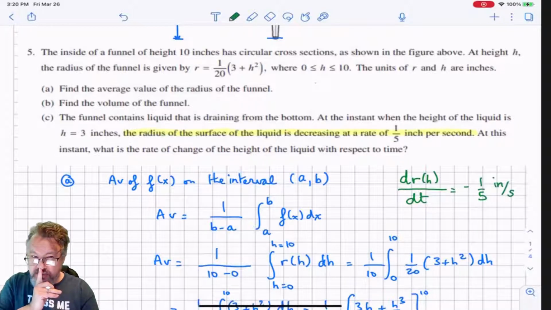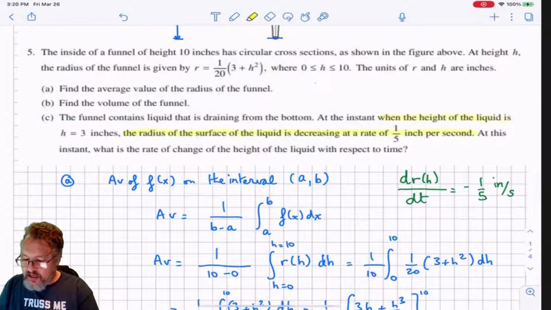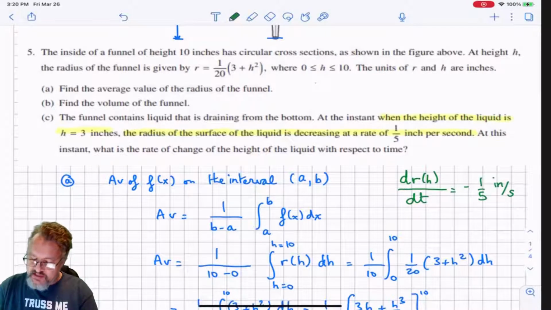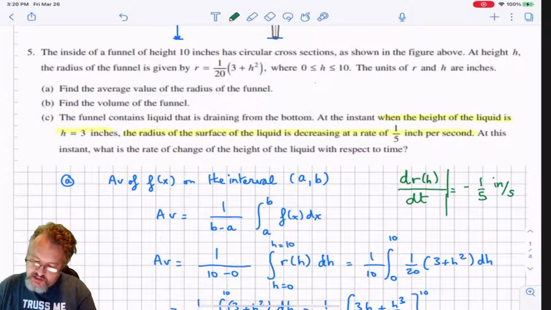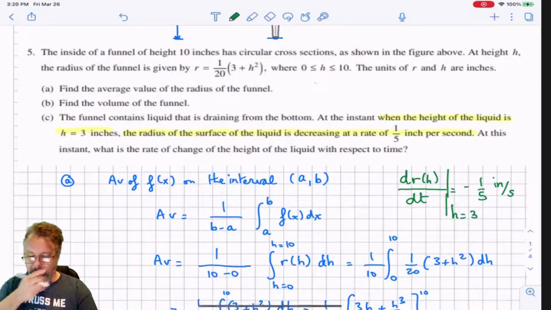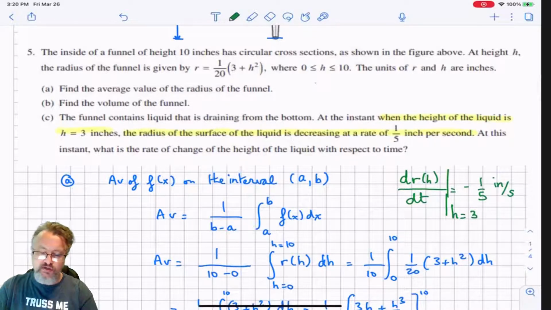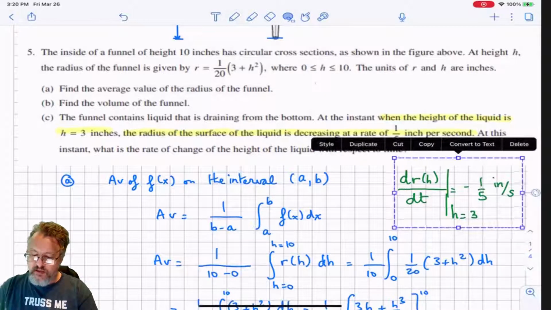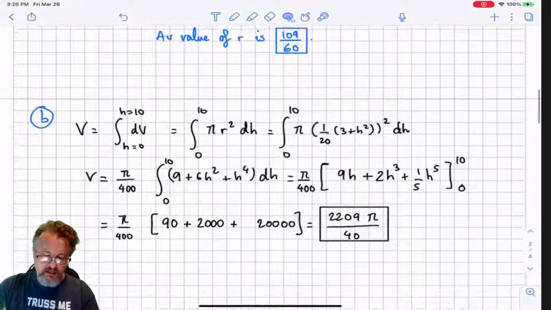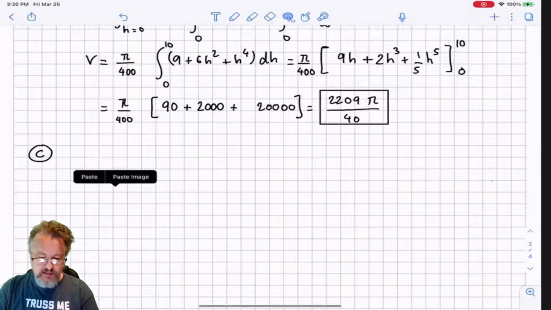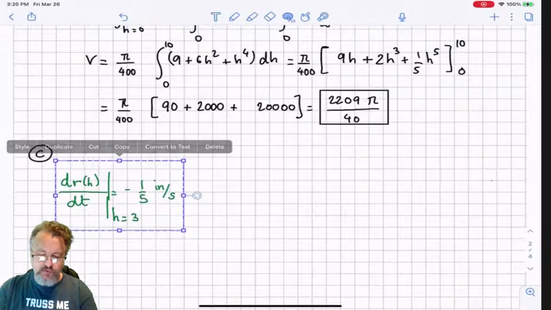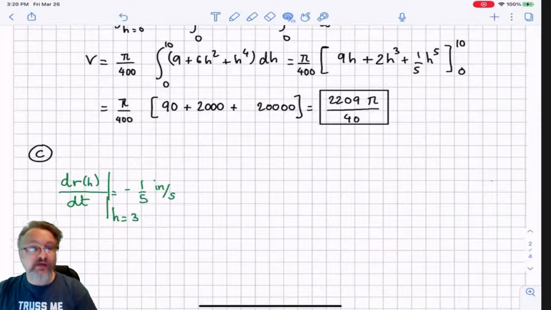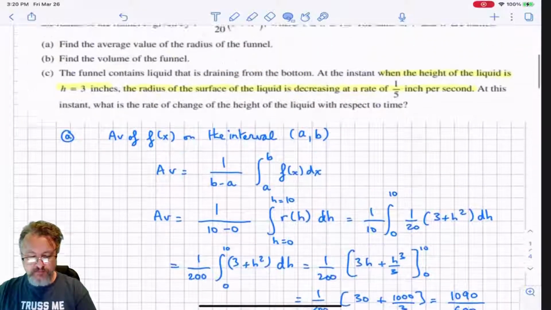But this is not a constant rate. It's a rate that occurs when the height of the liquid is 3 inches. So this is something that happens when h is equal to 3. So that, highlighted here, translates into what I wrote in green right here. So I'm going to grab this right here, and I'm going to bring it down to part C. This is what's given to us. Now let's go back up to figure out what we are to calculate.